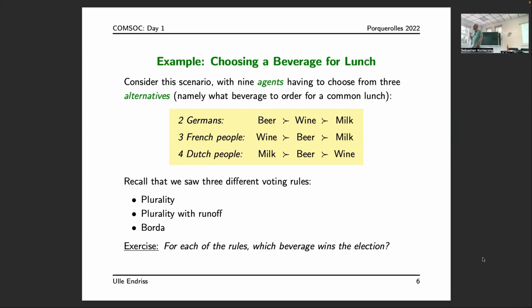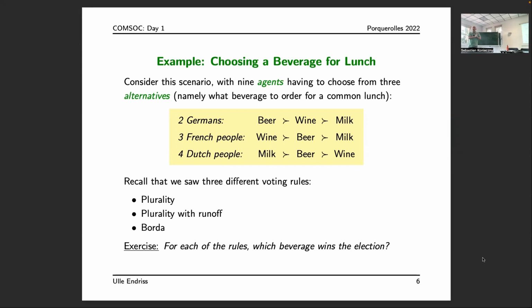What about if these were French presidential election candidates? What if we were to use plurality with runoff? What would win? Wine, yeah. So what would happen in the first round? Somebody said the Germans are eliminated. Let's say the beer is eliminated. So wine and milk make it into the runoff. And then the Germans will support wine rather than milk. So it will be 5 against 4 in the final round. So wine will win.